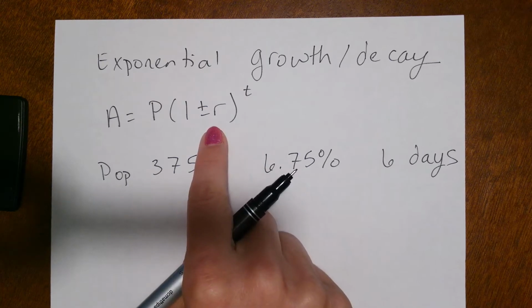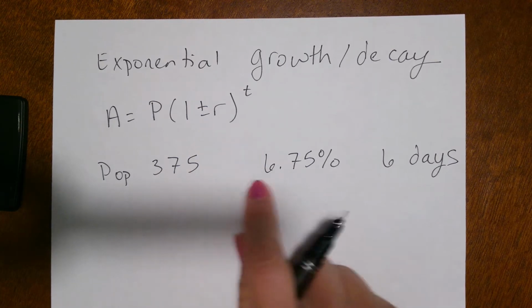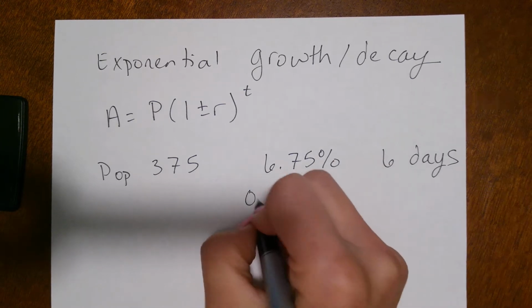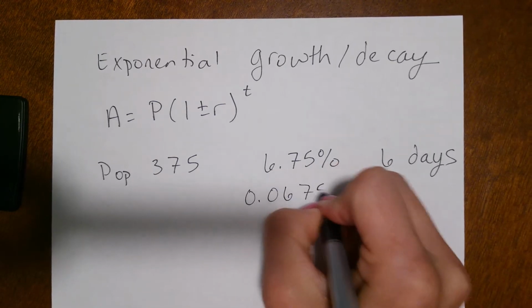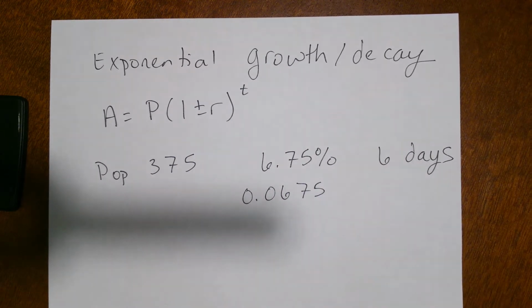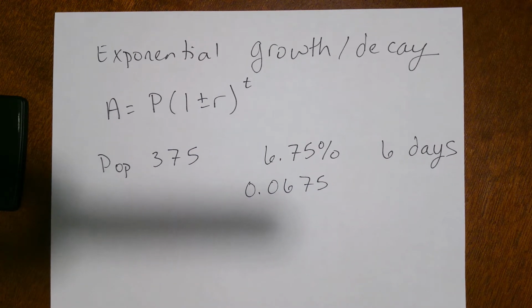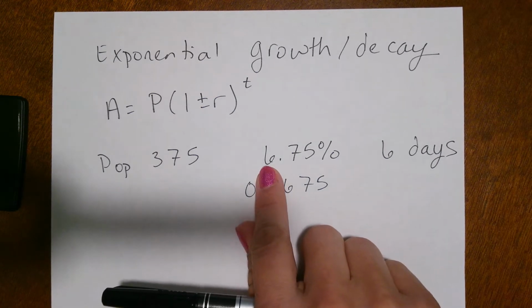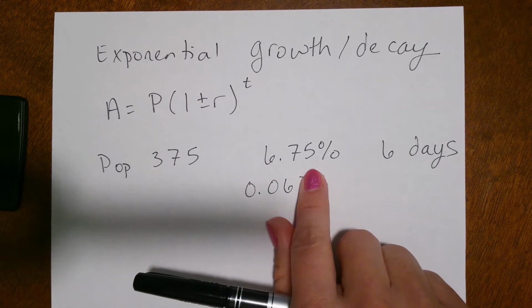I'm going to need it as a decimal or a fraction for my problem, so let me go ahead and convert that real quick. I'm dividing by 100, so 0.0675. And I have my time, 6 days. So to find the number of rabbits that I'll have at the end of it, I just plug in the values that I know. Now, they increase by 6.75% per day.